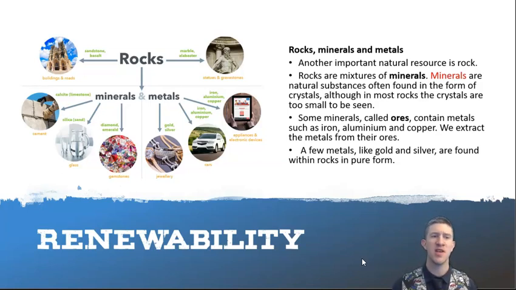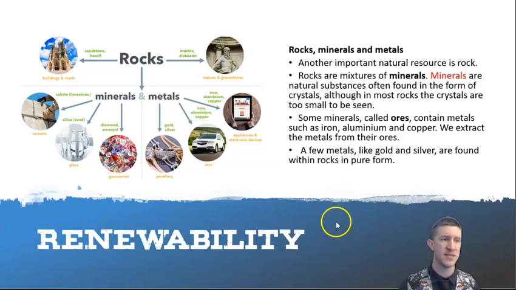There are some metals, though, like gold and silver, that are found in pure form. So they're not found as a mineral ore that we have to refine. You just dig it up out of the ground, and it's good to go. So these are some examples of rocks, minerals, and metals and their uses.